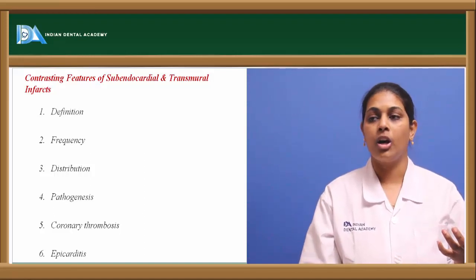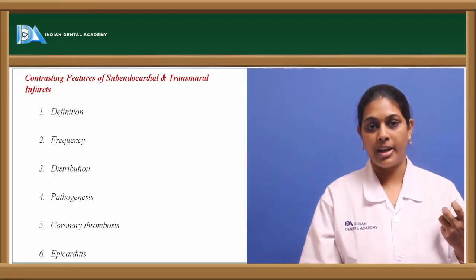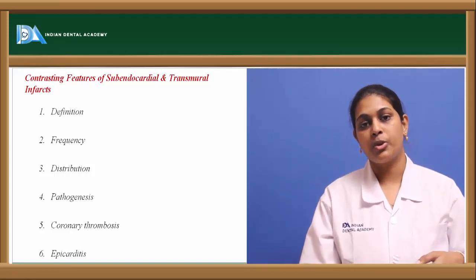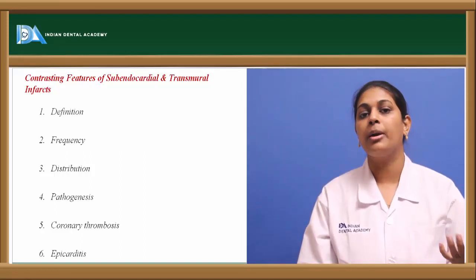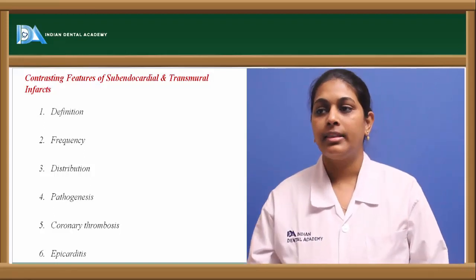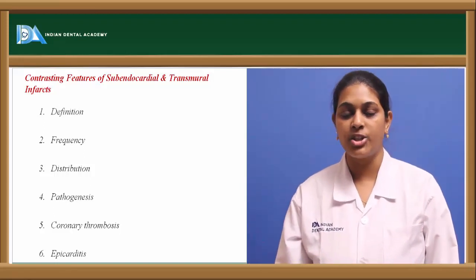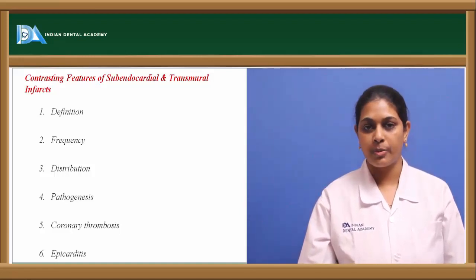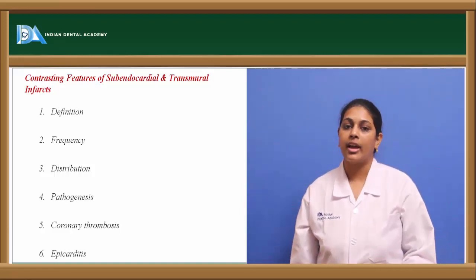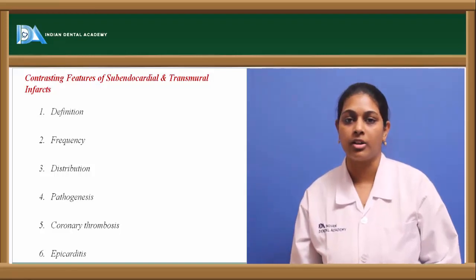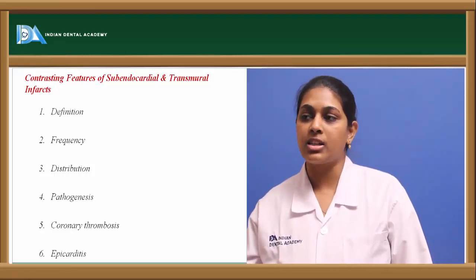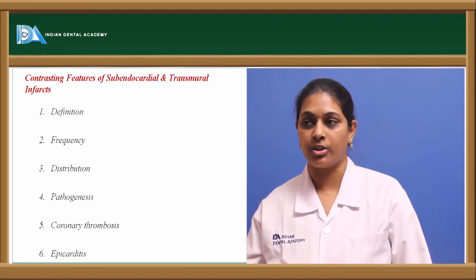Next coming is the one based on coronary thrombosis. It is most commonly seen in case of transmural infarct, but it is very rare among subendocardial infarcts. The next is the epicarditis stage. Epicarditis can be seen as a most common feature among transmural infarcts, whereas it is not seen in cases of subendocardial infarcts. So these are the differentiating features between the types of infarct occurring in acute myocardial infarction.